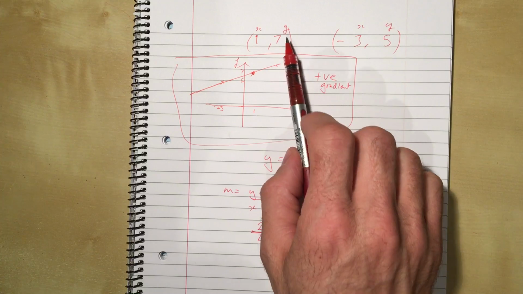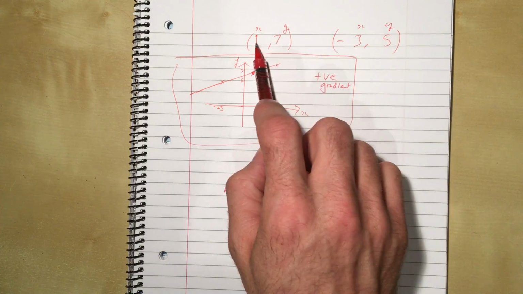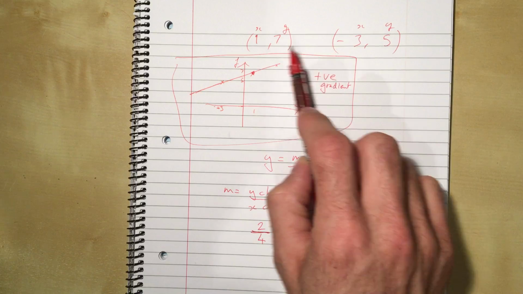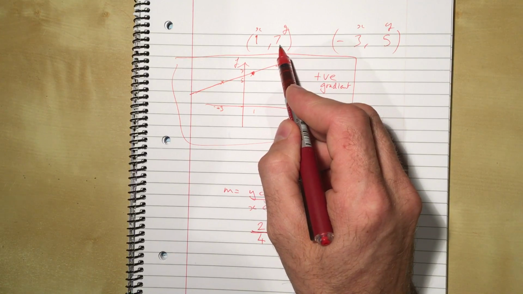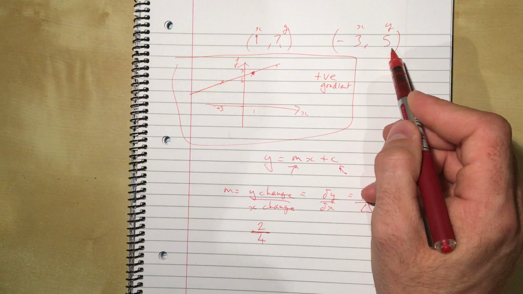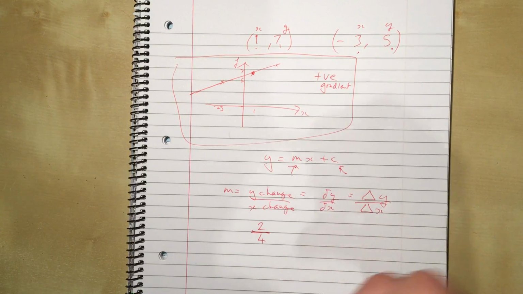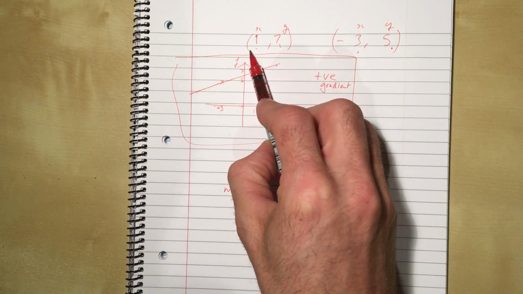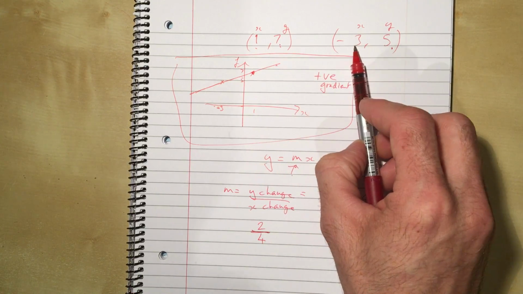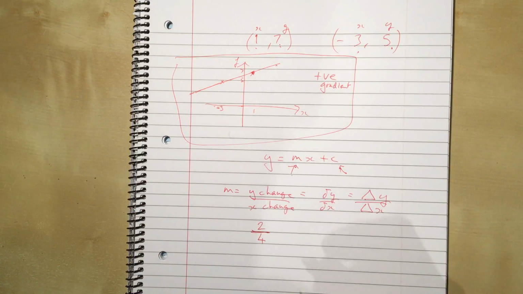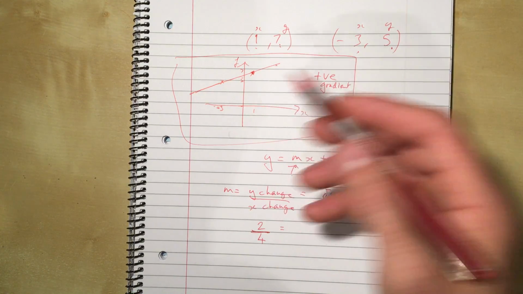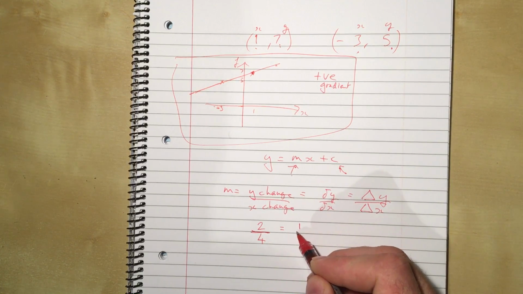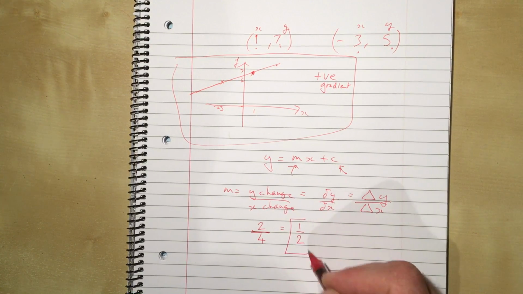You can also do 7 take away 5 and 1 take away -3, as long as you always start your takeaway with this coordinate and finish it with this coordinate. So 7 take away 5 and 1 take away -3 would give me 2/4. If I do it the other way around, 5 take away 7 and -3 take away 1 would give me -2 divided by -4, which would come out as positive 2/4, because you've got a negative divided by negative that way around. Either way we do it, we end up with a gradient of 1/2.